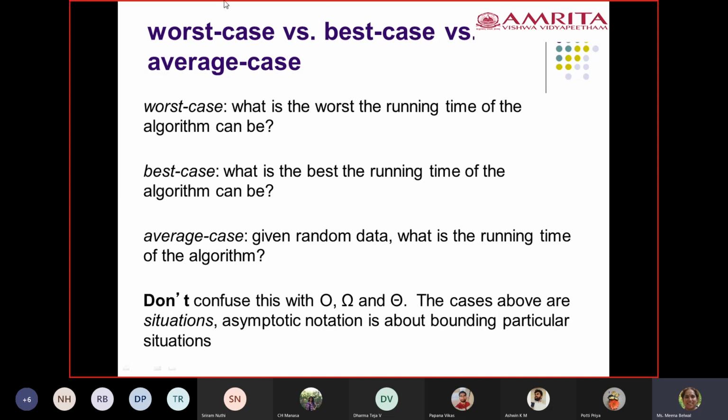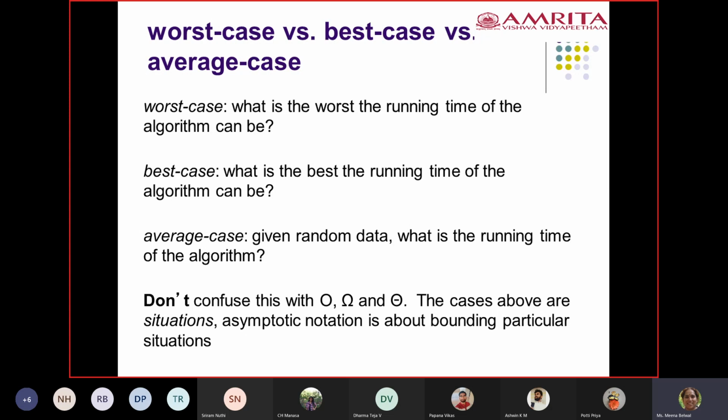All right. So now let us talk about worst case versus best case versus average case. Why I have put this slide is to say that don't confuse these three things with O, omega or theta, because O, omega, theta, all three are asymptotic notations. They all are about bounding a particular situation. But what is worst case, best case, and average case? Worst case is to find out what is the worst case running time of the algorithm, right? How much time it will take in worst case scenarios.